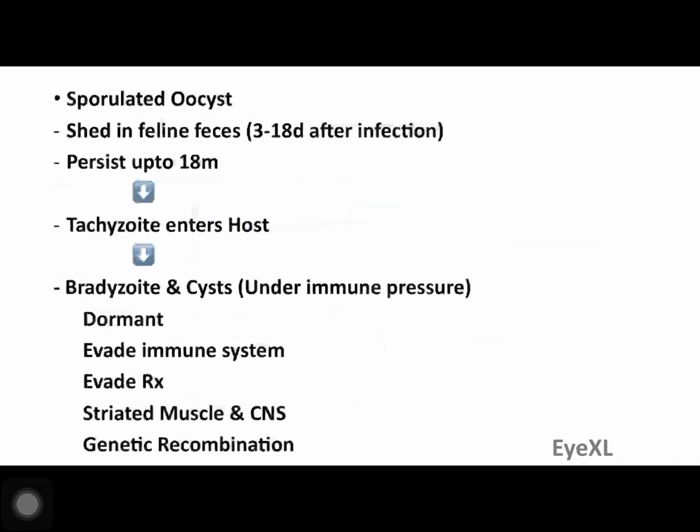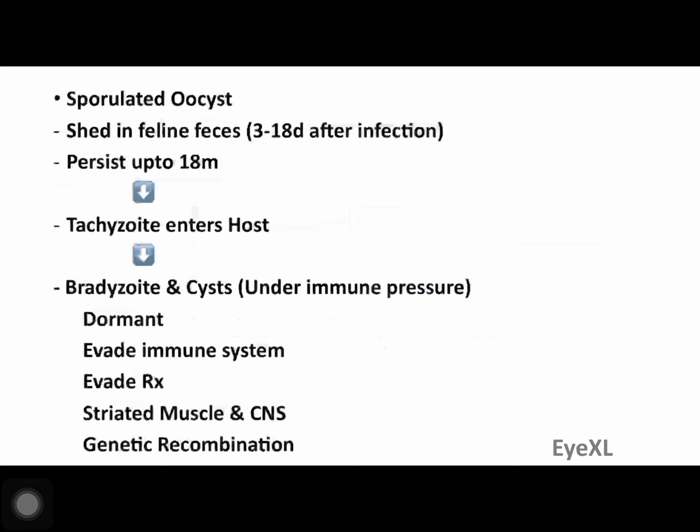This bradyzoite is a dormant structure. It doesn't show much metabolic activity, so it becomes difficult for the body to target it. It forms cysts because again it forms a covering around it, so the immune system again cannot attack it. It evades the immune system, and it also evades the drug therapy that you give. So the bradyzoite is almost impossible to eradicate. You can only remove the tachyzoite form from the body by giving medications. It is very difficult to remove the bradyzoite because even the drug cannot penetrate through the cyst.